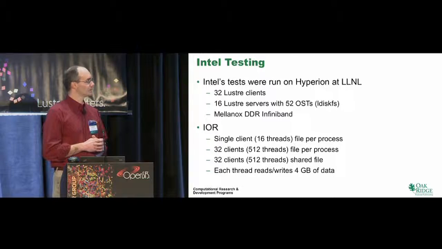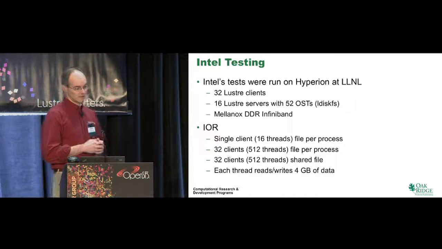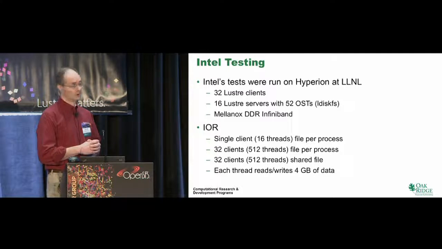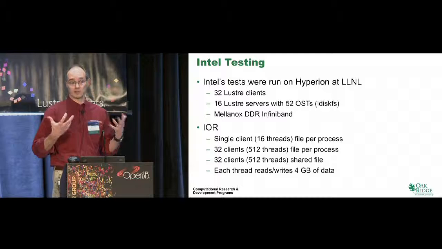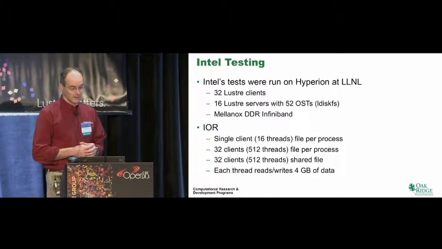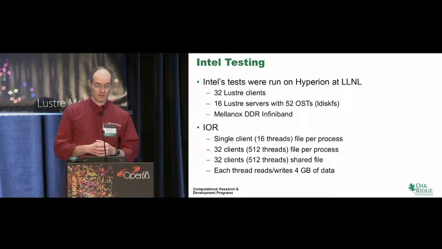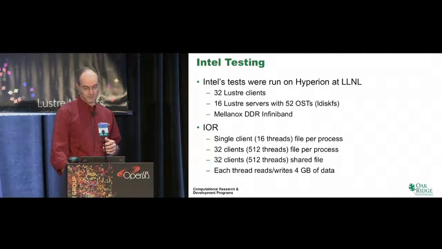The Intel tests were actually run on Hyperion, and this describes their IOR test, which is what I'm going to focus on right now. It consisted of a single client, file per process, with 16 threads. They also did 32 clients for a total of 512 threads, both file per process and shared file. In these tests, each thread would read and write 4 gigabytes of data.